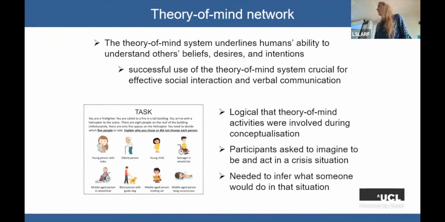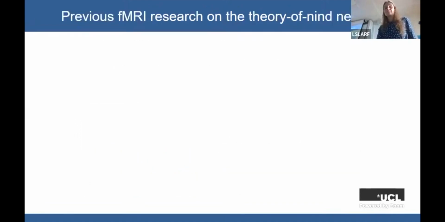So we thought this is actually quite logical if you think about the type of tasks we had, because we asked participants to imagine that they are in somebody's place, they have to decide who to take from that rooftop in the task that I showed you. So they had to act, they had to use their theory of mind framework. They needed to infer what someone would do in that situation. So it probably had to do with when they were planning what to say and how to act in that situation.